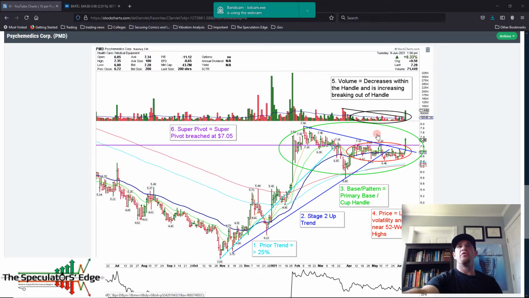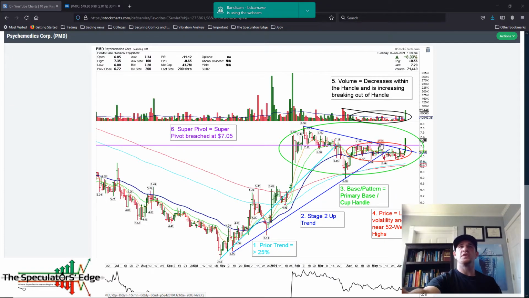So we're going to move on to volume and see what's going on with volume here. We got tons of volume dry up, so a huge decrease in volume, which is good. That's what we want to see, meaning that traders have left the building. There's not much trading going on in this stock. So volume is increasing while it's breaking out of this handle here. So that's a good sign. This is what we want to see.